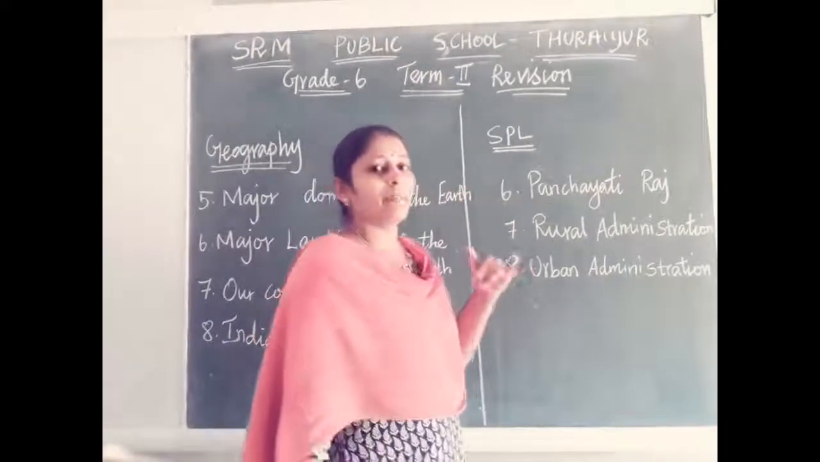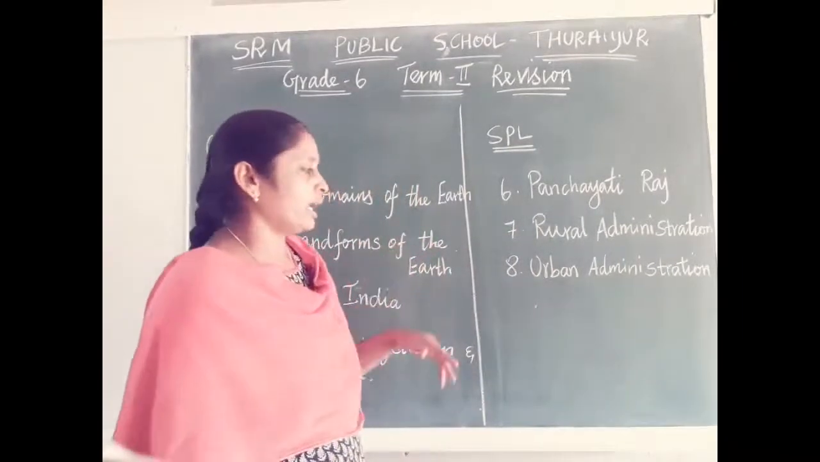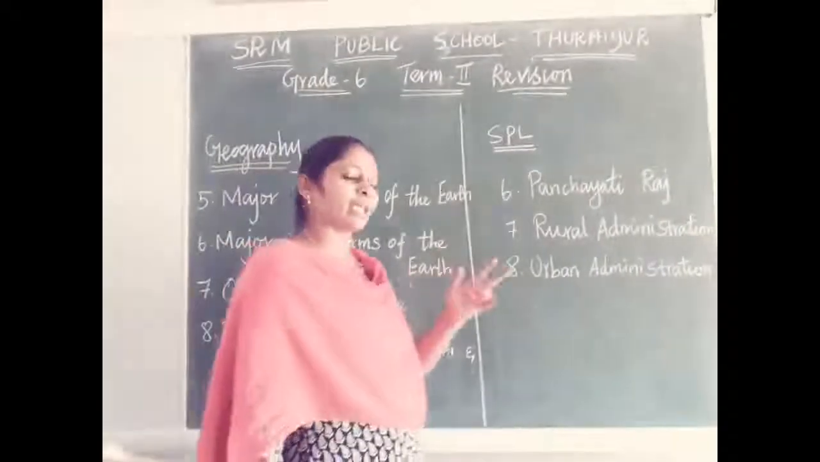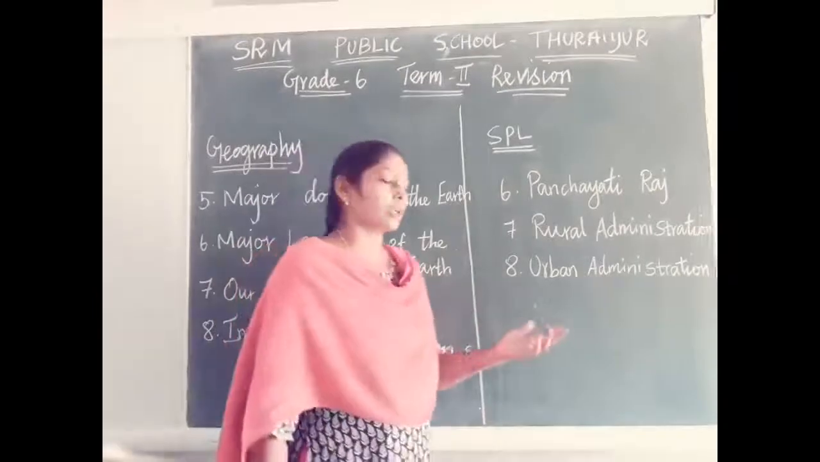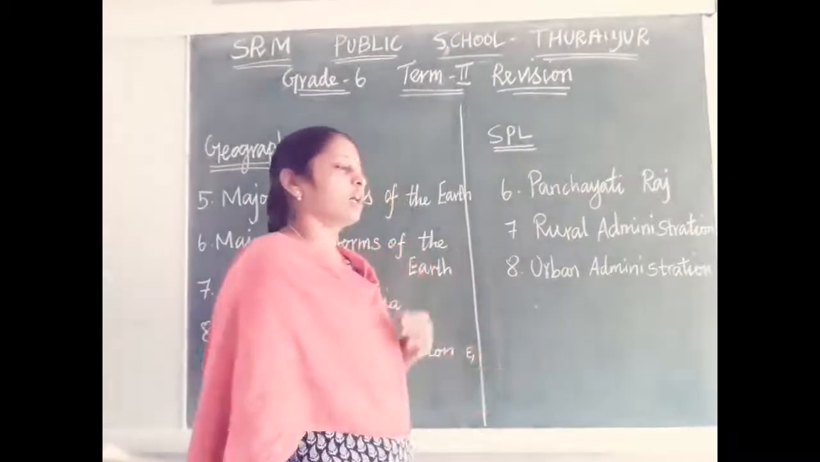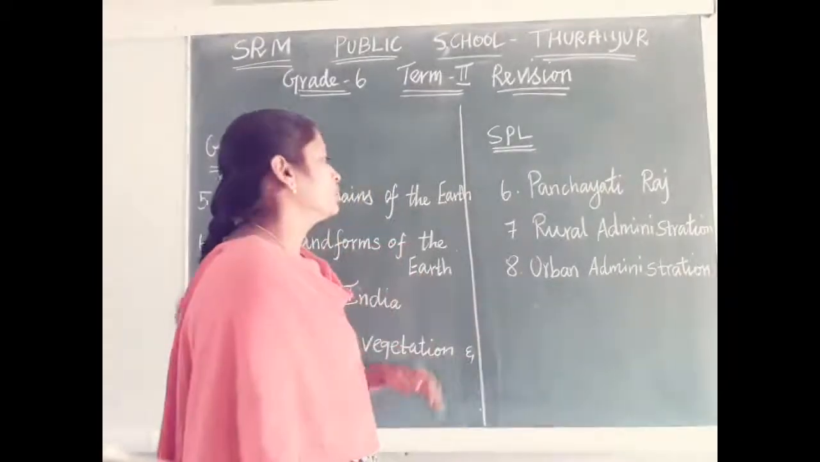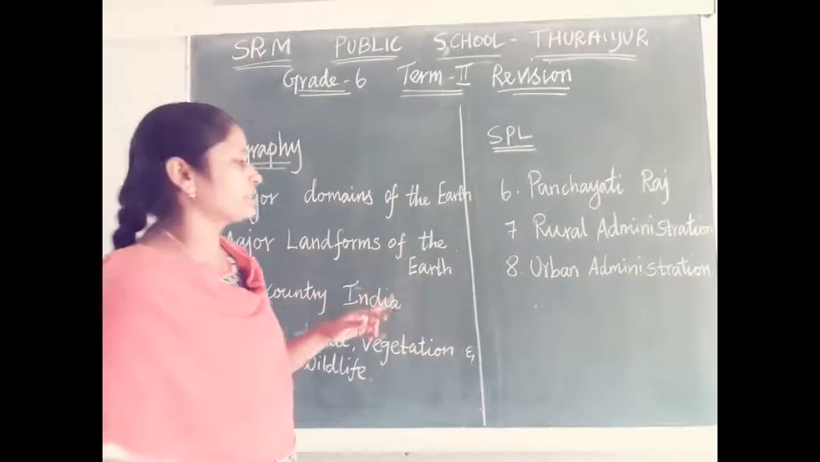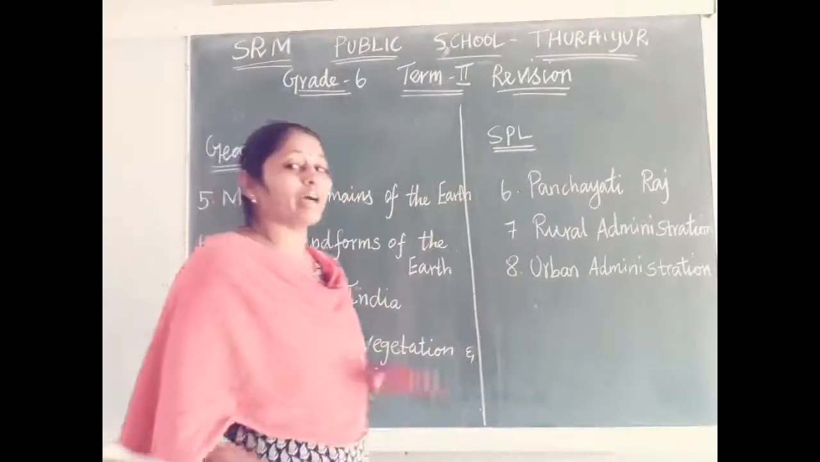6th lesson, Panchayati Raj, 7th lesson, rural administration, and 8th lesson, urban administration. The last 2 lessons, the 9th and 10th lessons, are the omitted portion. Rural livelihood and urban livelihood are omitted. That is not in the exam portion, right? So for geography and SPL altogether you have to read 7 lessons, and in history you have to read 5 lessons.